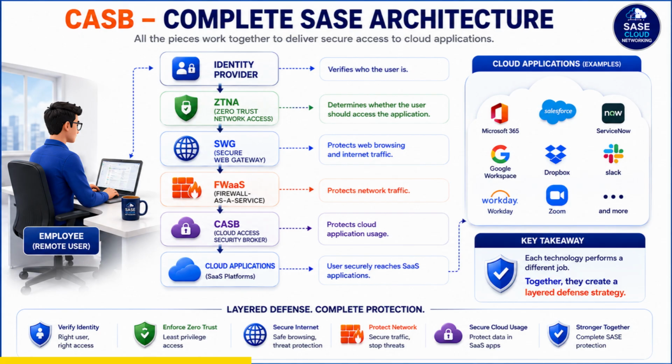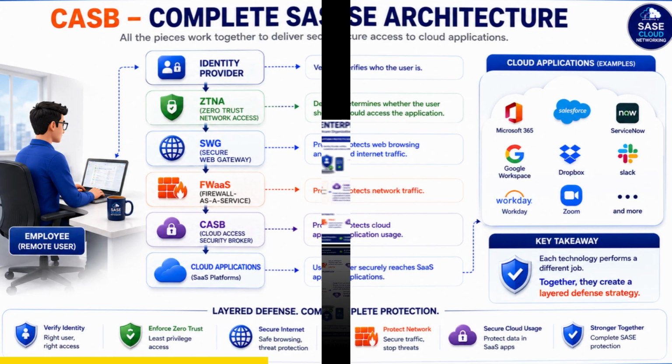Identity provider. Verifies who the user is. ZTNA. Determines whether the user should access the application. SWG. Protects web browsing and internet traffic. Firewall as a Service. Protects network traffic. CASB. Protects cloud application usage. Finally, the user reaches Microsoft 365, Salesforce, ServiceNow, Google Workspace, or any other SaaS platform. Notice something important. Each technology performs a different job. Together, they create a layered defense strategy.